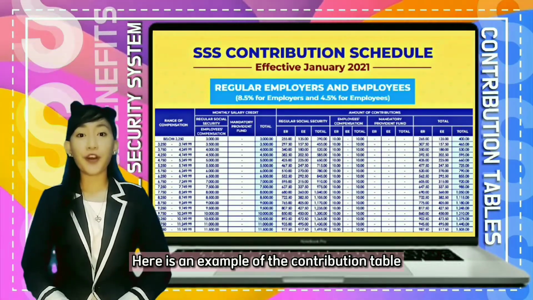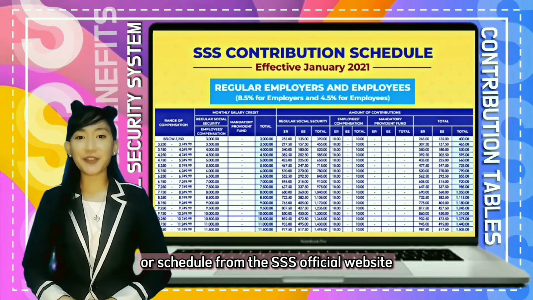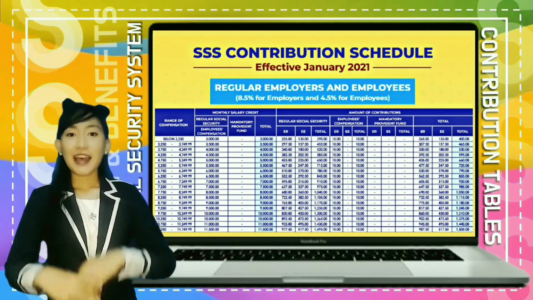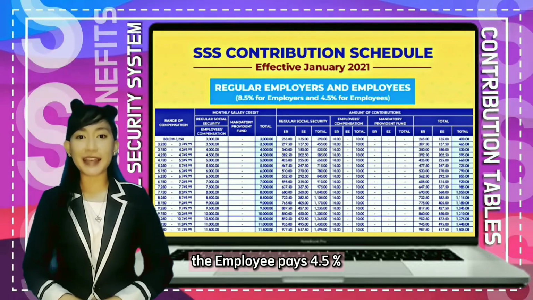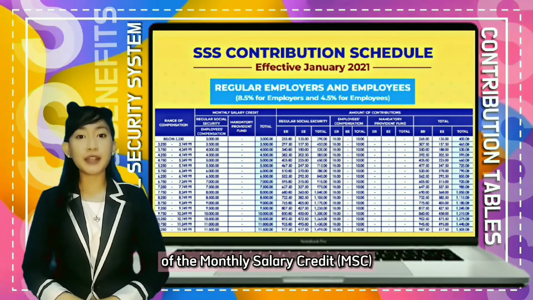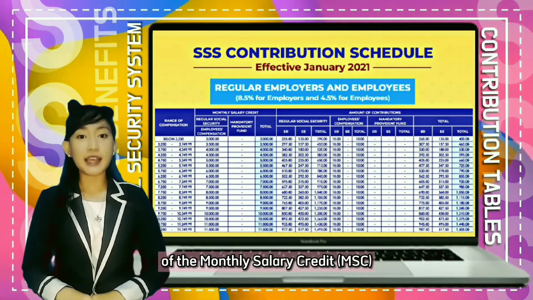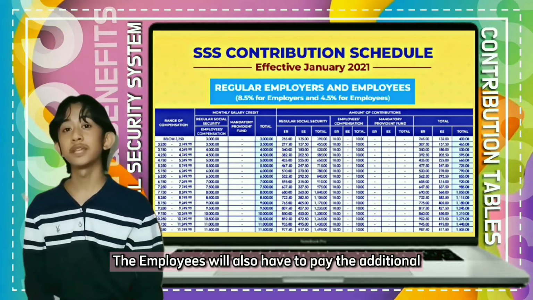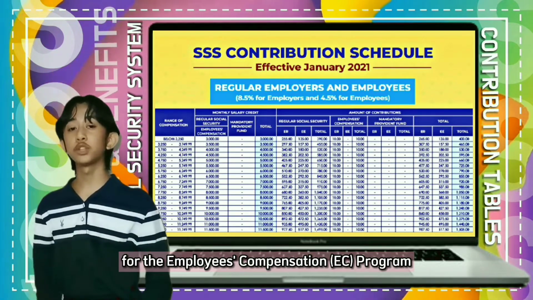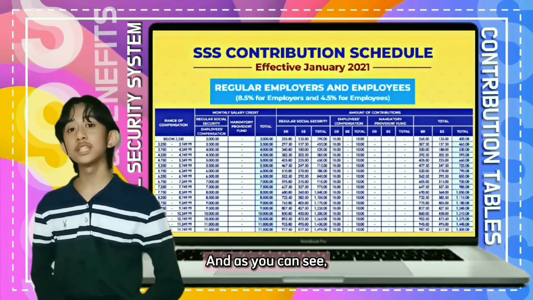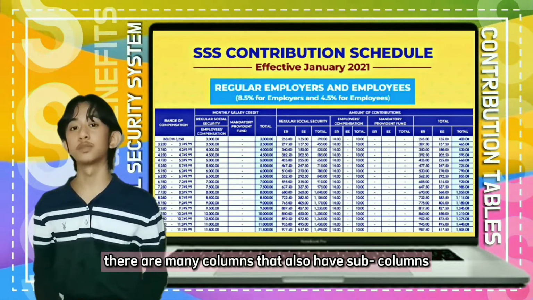Here is an example of the contribution table or schedule from the SSS official website. As seen on the table, the employee pays 4.5% and the employer shoulders the remaining 8.5% of the monthly salary credit or MSC, which totals 13%. The employers will also have to pay the additional monthly contribution for the Employees Compensation or EC program, as seen in the table. And as you can see, there are many columns that also have sub-columns.